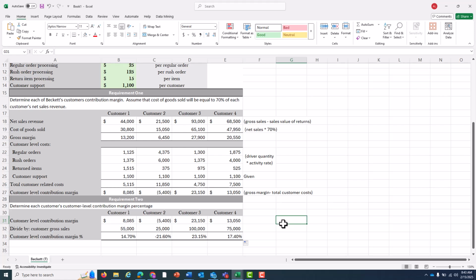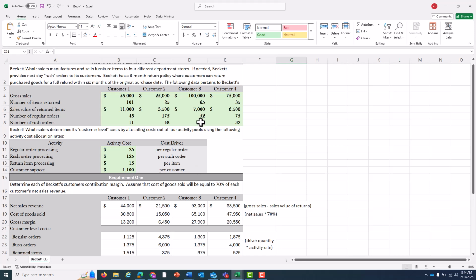And we see that for customer 2, they have a negative margin, negative 21.6%. So we're actually losing money on every transaction that we make to customer 2. Customer 3 has the healthiest contribution margin percentage. Why is that? Well, it looks like they have the lowest amount of customer related costs. It can't be cost of goods sold because that's fixed at 70%. So any difference that we end up with in our contribution margin percentage in here has to be attributable to the customer level cost. Customer 3 up here seems pretty low maintenance in the scheme of things.